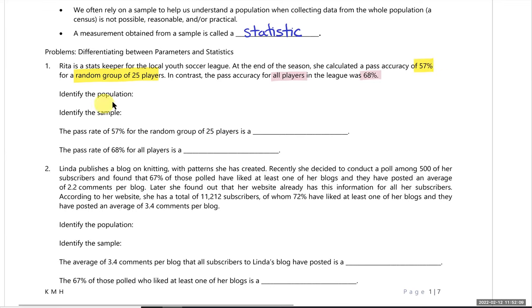All right, based on those players. So identify the population. So all is a great word to remember for populations. It would be everybody of interest. So it would be all of the players in the league. So all players in the league would be our population. So our sample would be our subset. And that would be Rita there, who looked at just 25 players in the league. So I'll just say the random group of 25 players.